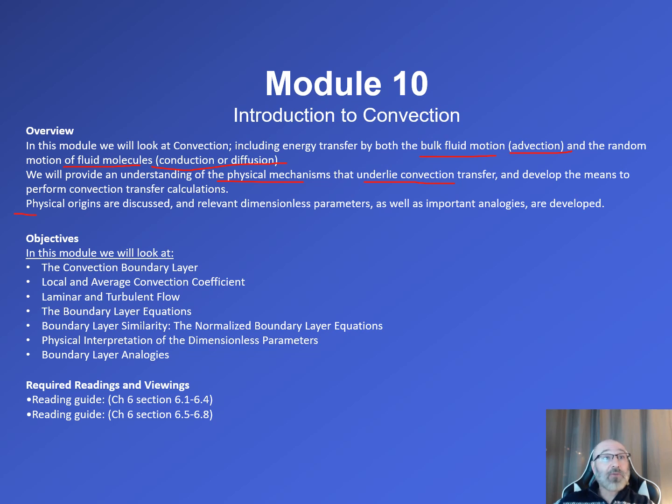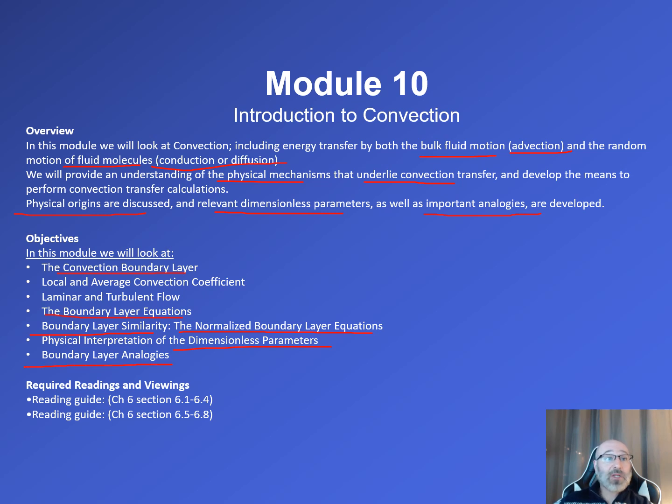We're also going to take a look at the physical origins and discuss those, along with the relevant dimensionless parameters and some important analogies that are going to be developed. So, objectives within this Module 10: we're going to take a look at the convection boundary layer, discuss the local and average convection coefficient, look at laminar and turbulent flow, talk about the boundary layer equations, get into the boundary layer similarity. We're going to be discussing the normalized boundary layer equations, talk about the physical interpretation of the dimensionless parameters, as well as getting into some discussion with the boundary layer analogies.